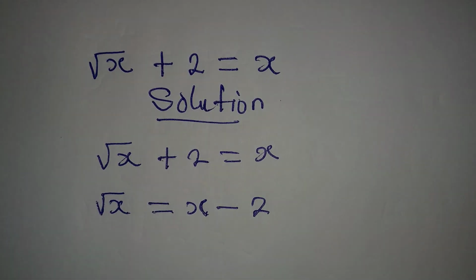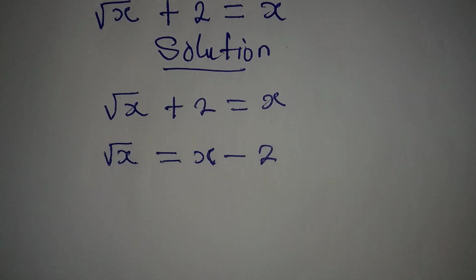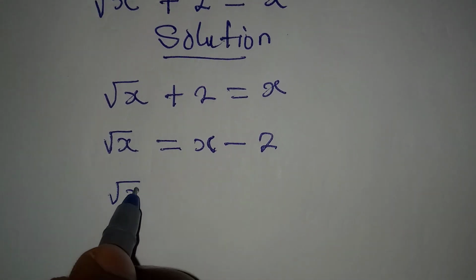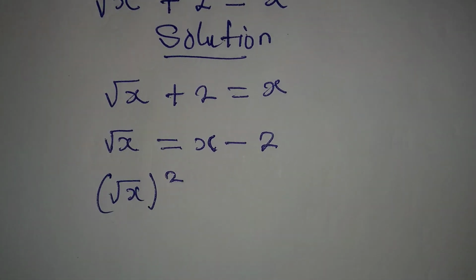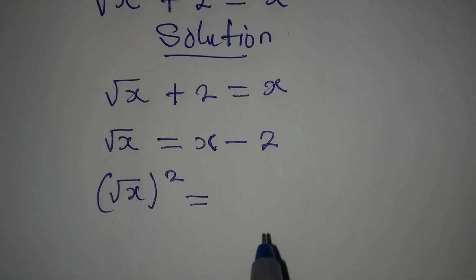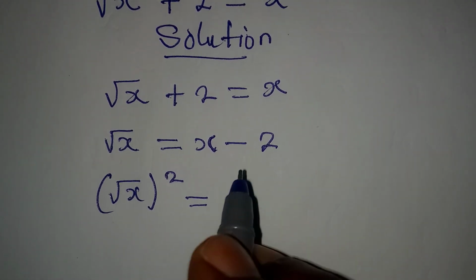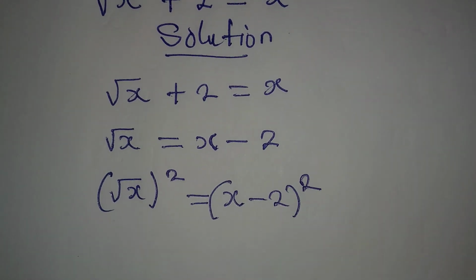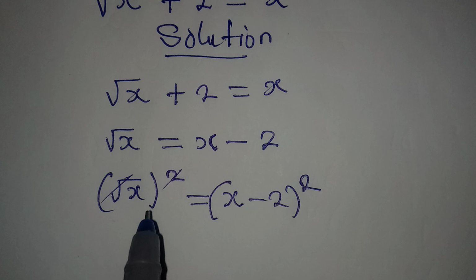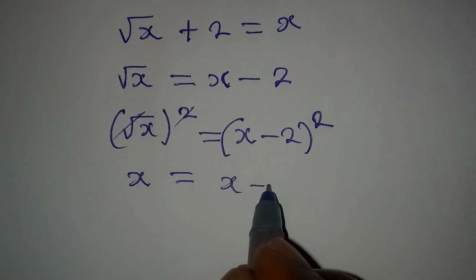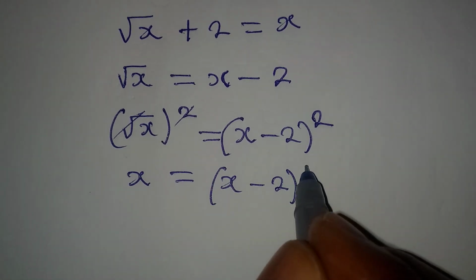minus 2, right? Okay, the next thing is to make x to be alone. As we have square root of x, we will square this because this is the only way we can eliminate this square root from here. And whatever you do on two sides, it will not change the equation. X minus 2, this will be squared as well. Now this and this are gone. X will be equal to x minus 2 to the power of 2.